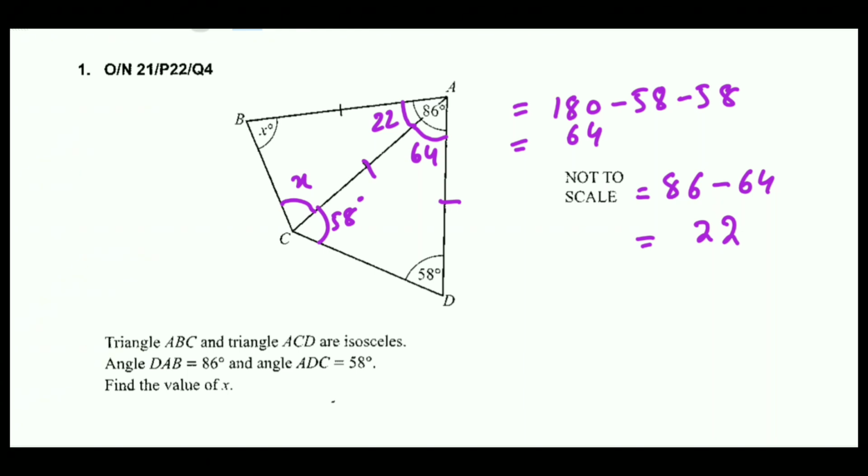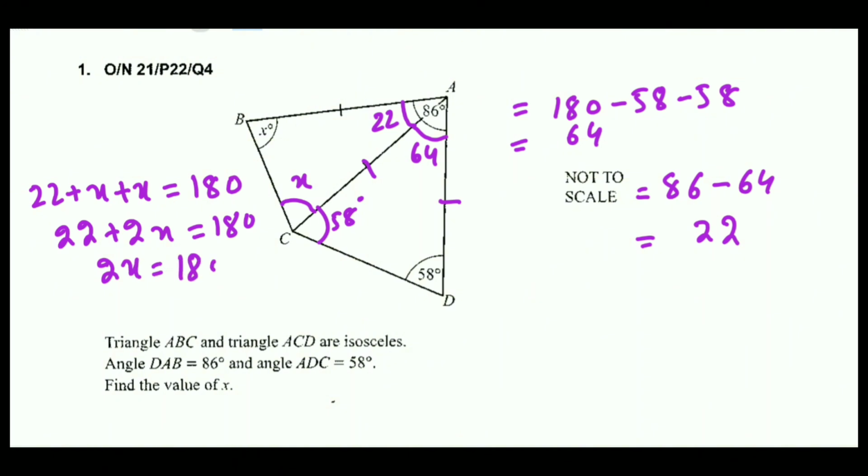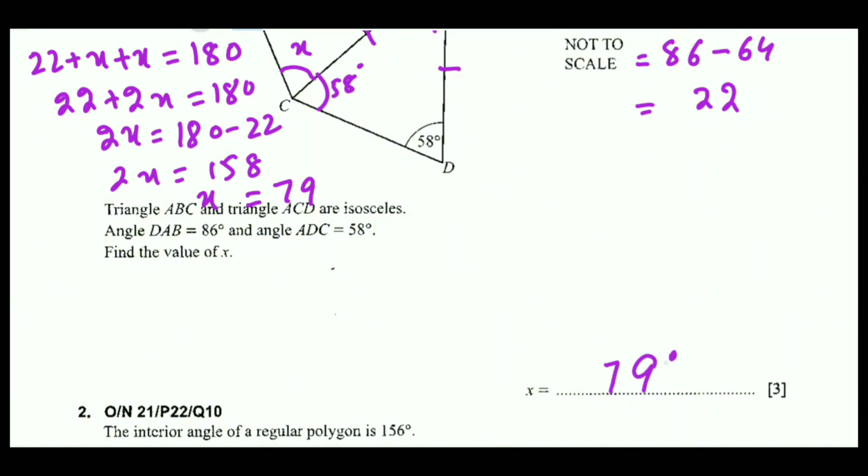So how will we find x? 180 minus 22, or you can solve it like that. 22 plus x plus x should be equal to 180 degrees. So if we take triangle ACB, 22 plus 2x is equal to 180. 2x is equal to 180 minus 22. 2x is equal to 158, and x is equal to 79. So 79 will be the final answer.